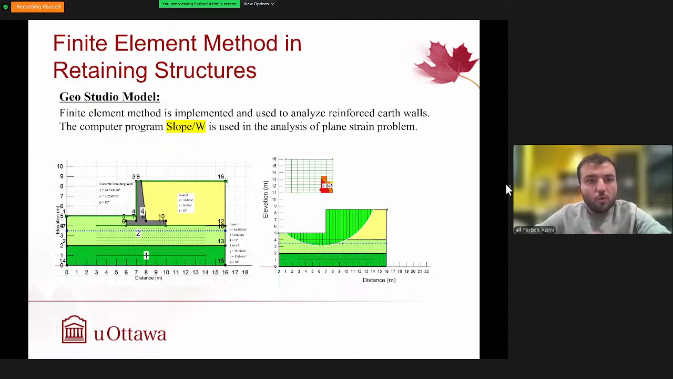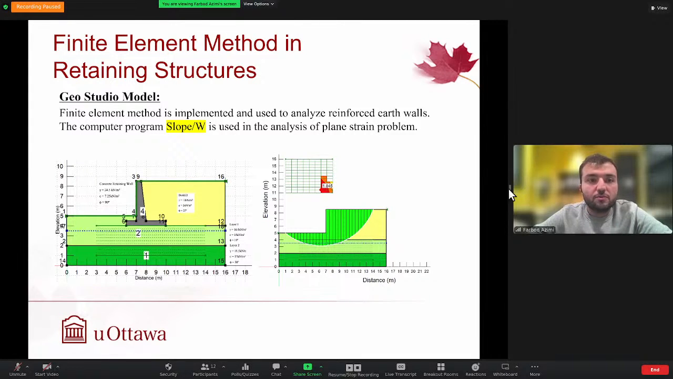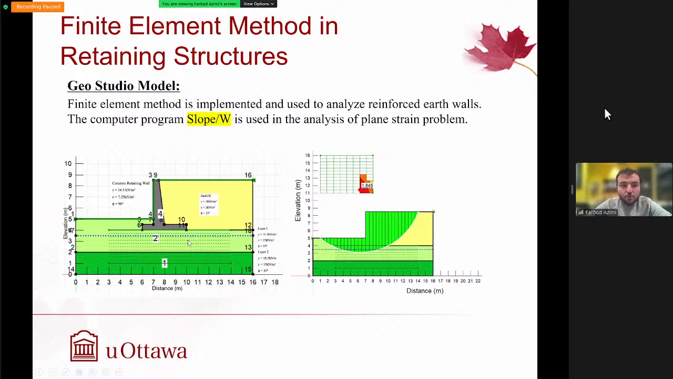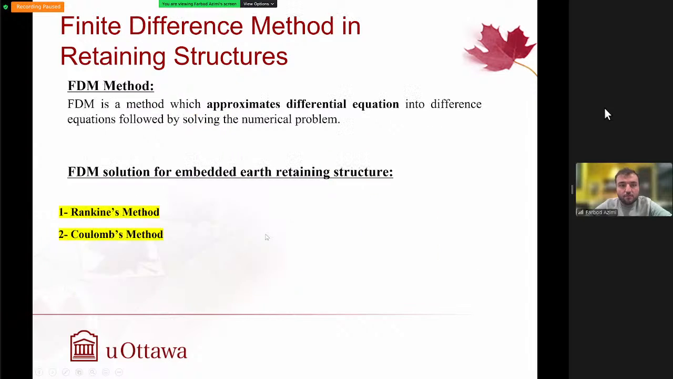So what we do is model it in the slope software, using SLOPE/W. We use three kinds of soil, the backfill and two others. And finally, we find a safety factor of 1.8 for this specific problem.